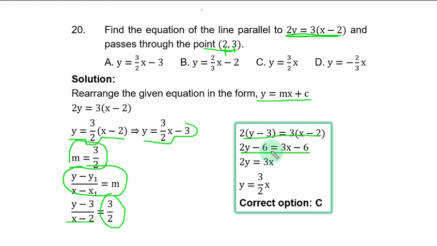If you collect like terms or you transfer minus 6 to this side, it becomes plus 6, and minus 6 plus 6 is 0. So you are left with 2y equal to 3x. Divide through by 2, you have y equal to 3 over 2x as the equation of the line. C is the correct option.